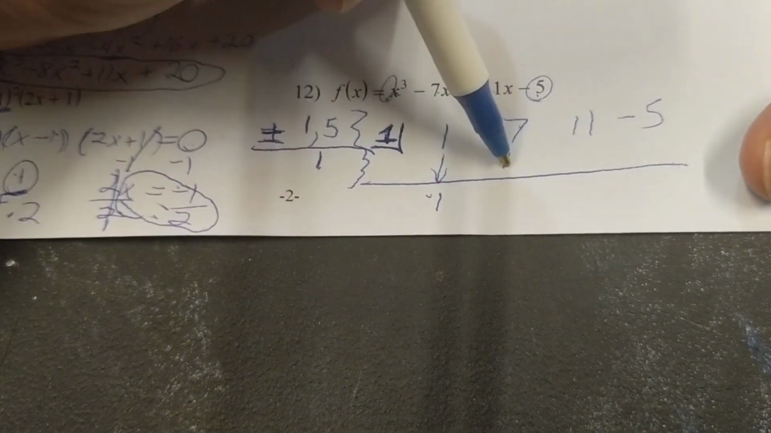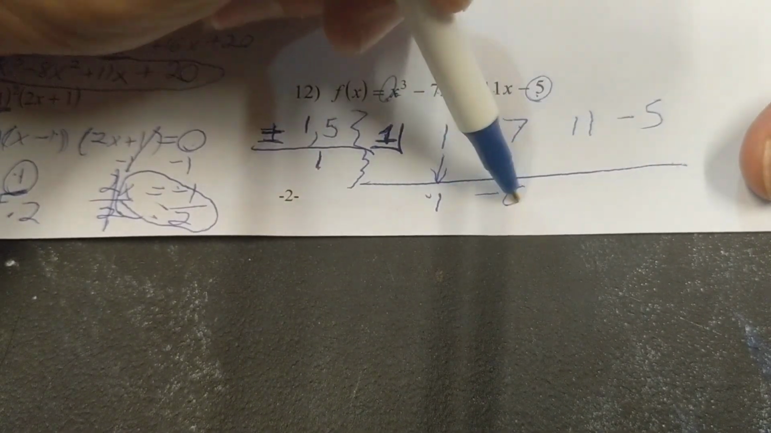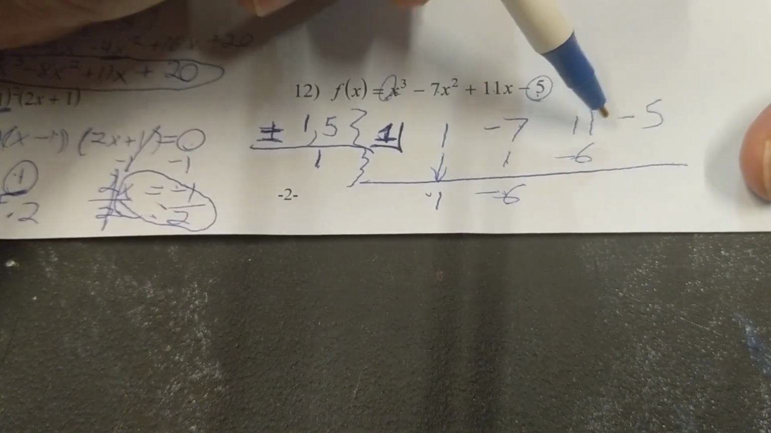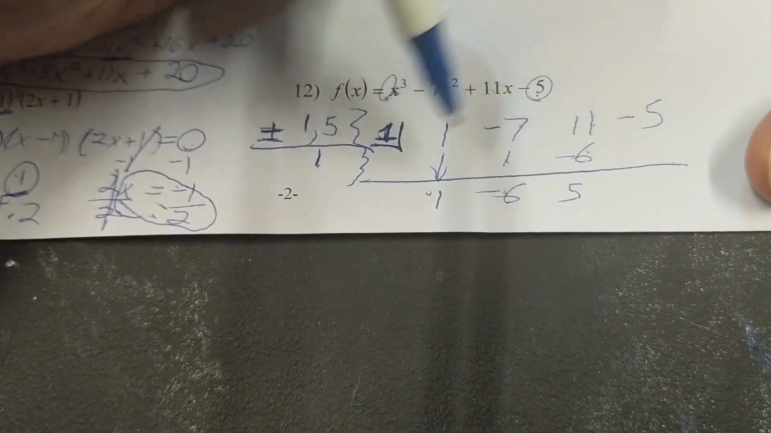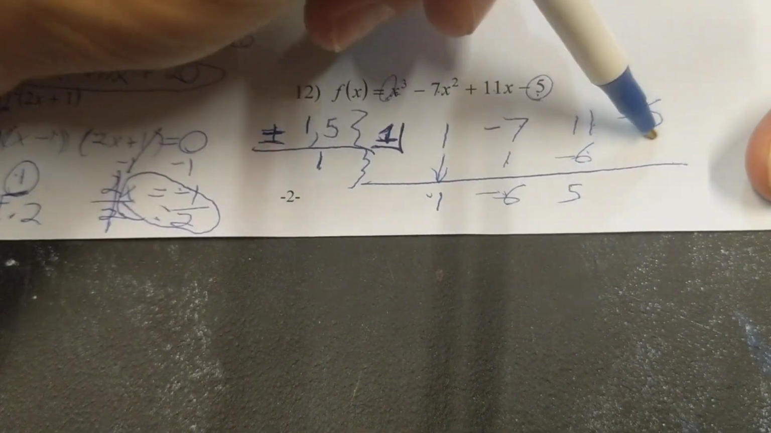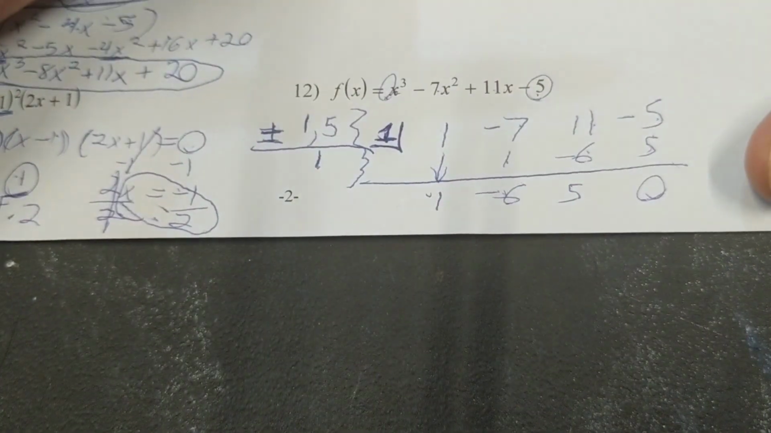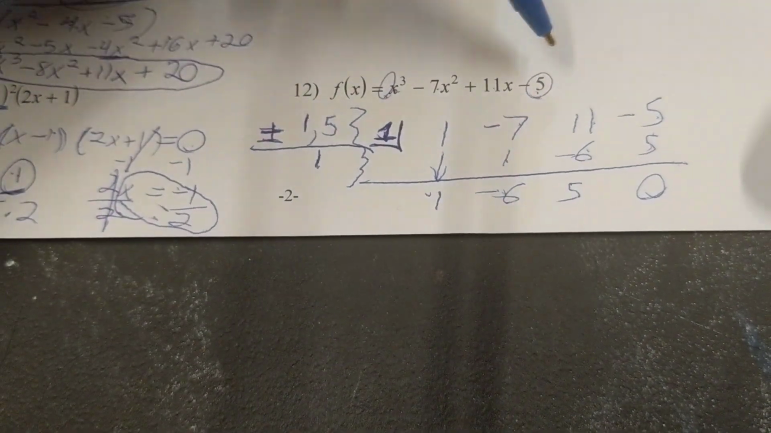1 times 1 is 1. -7 plus 1 is -6. Timesing that by 1 is still -6. This adds up to, what is that? 11 minus 6 is 5. And then 1 times 5 is 5. -5 plus 5 is 0. Perfect. First try. Loving it.